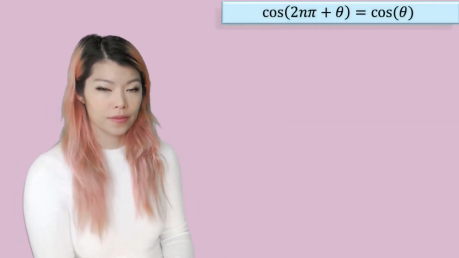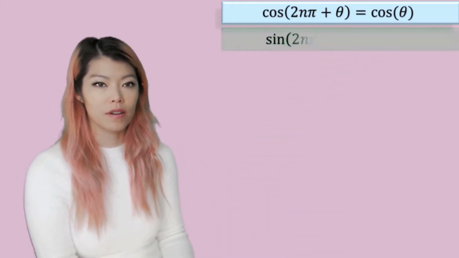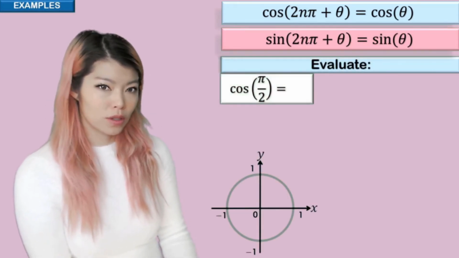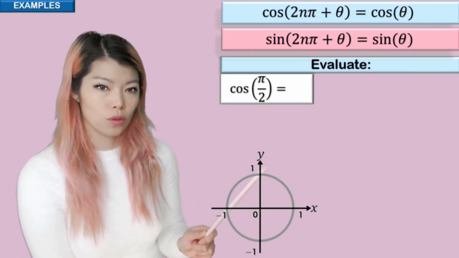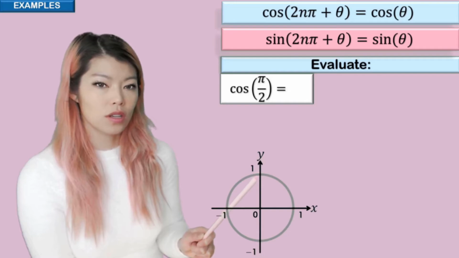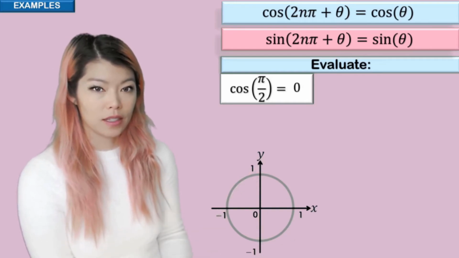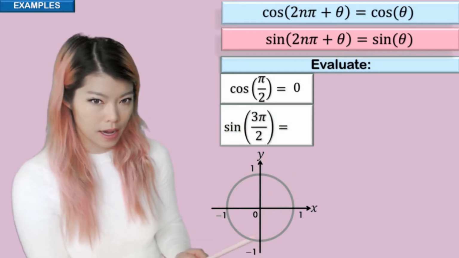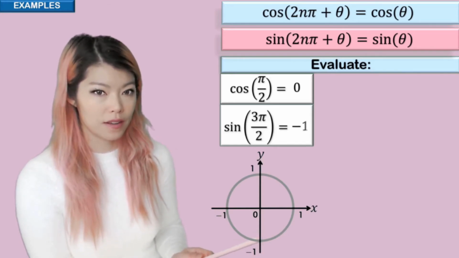So now that we know multiples of 2 pi will just cancel out, 2 pi something doesn't matter, we're just looking at this something by itself. We can use this information to solve some examples. First of all, recall: what is cos pi over 2? Pi over 2 means a half pi, which is up here. Cos is the x value, which means it is 0. Now let's try out sine 3 pi on 2. So 1.5 pi, we're here, and sine is the y value, which is negative 1.